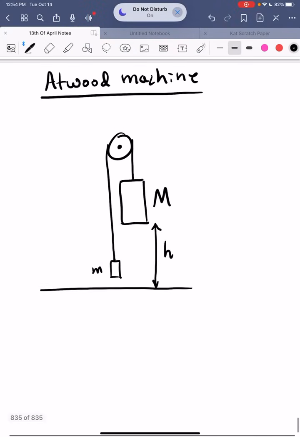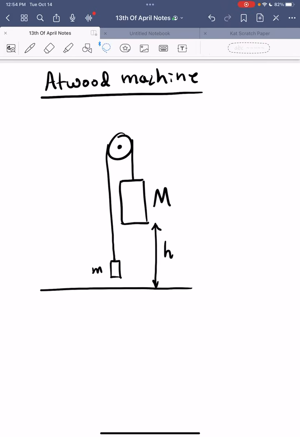Hello, I'd like to do a brief video on the Atwood machine and tell you a few of the conceptual underpinnings to this type of problem. It's a pretty common physics example that you'll see perhaps on exams, and it's basically composed of this idea of a frictionless pulley, and you've got some mass. It's usually the larger mass here and then a smaller mass here. And what happens is when you let it go, the larger mass will go down, the smaller mass will go up like this, and your goal is to find something out about this system.